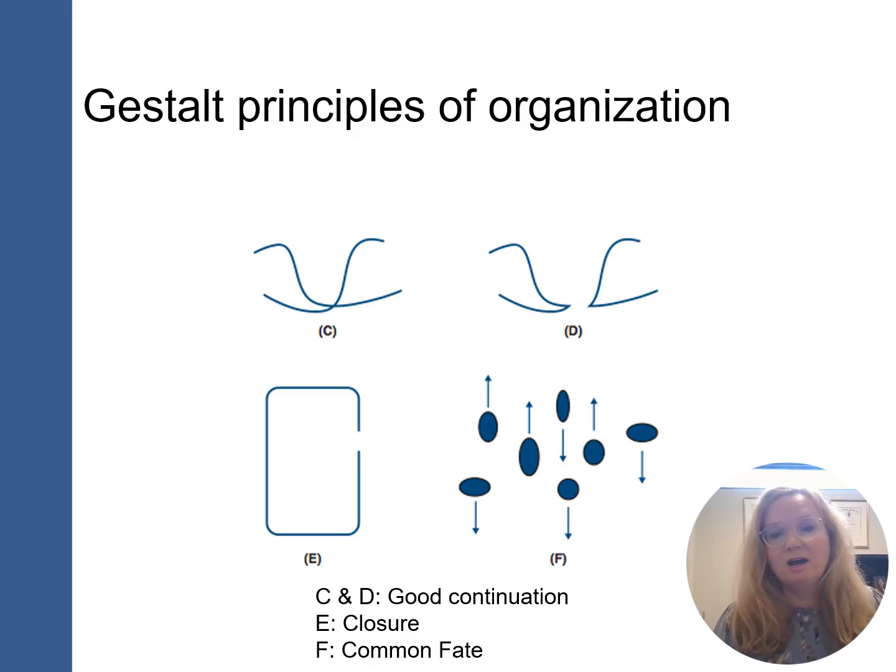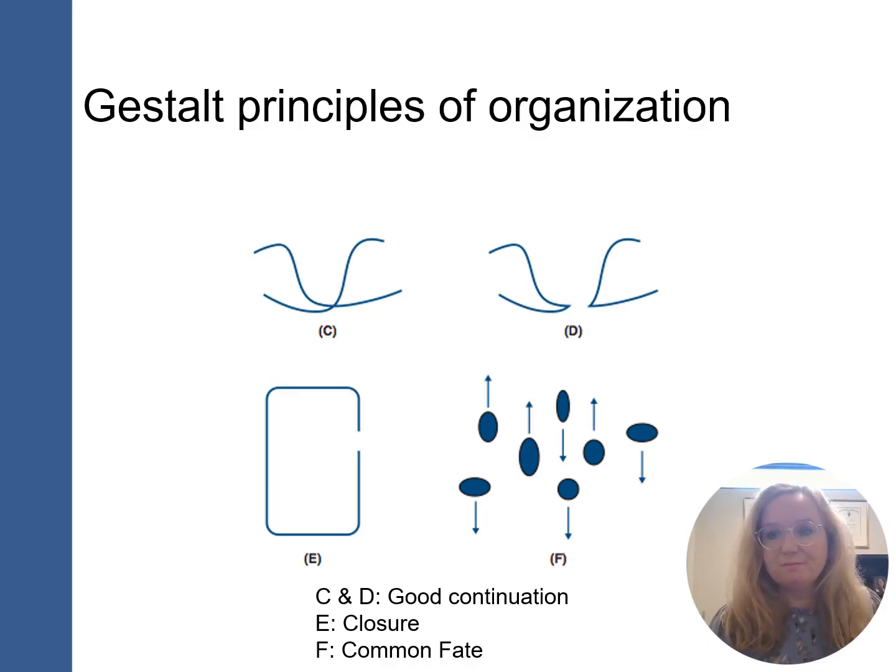You also have good continuation. Examples C and D are like that, where, if you see lines, you feel like they continue. You have closure. Looking at panel E is a great example. Even though there's a gap in the line on the right side of the figure in E, you think of that as a complete rectangle because you just close it in your mind.